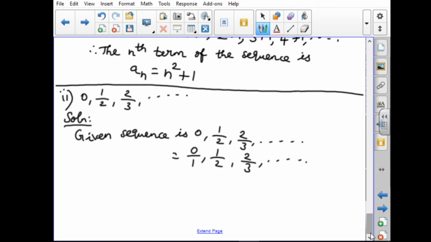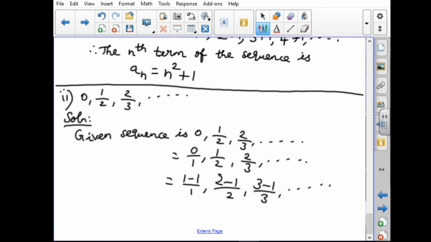So, we have to write this as 1 minus 1 by 1, comma. The second one is 2 minus 1 by 2. The third one is 3 minus 1 by 3 like that. We have to change the given sequence like that. 1 minus 1 means 0, 0 by 1. 2 minus 1 means 1, 1 by 2. 3 minus 1 means 2 by 3 like that. The next term will be 4 minus 1 by 4 like that.